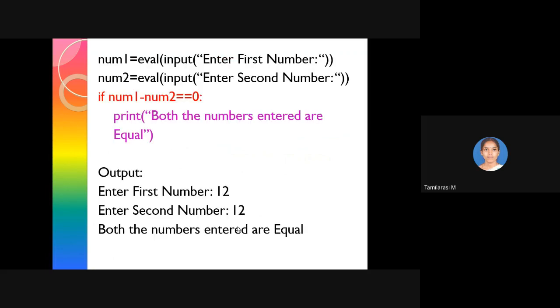Here is an example for getting two numbers and checking whether both numbers are the same or not. We are receiving two input numbers, using the eval function to get the inputs from the user. The condition is whether both numbers are the same or not. Either you can use the equal to operator, or you can take the subtraction. If the result is 0, then both numbers are the same. Otherwise, both numbers are not the same. So based on the condition, the statement block will be executed.